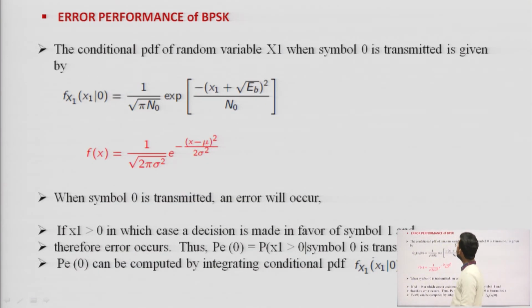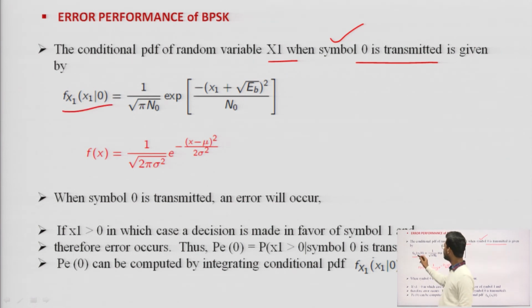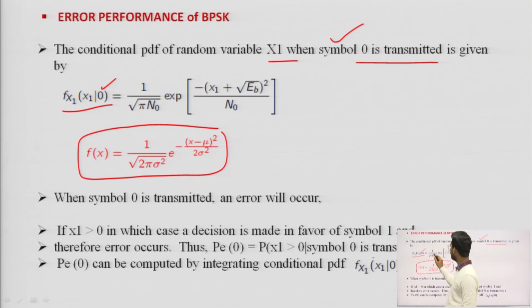Now the conditional PDF of the random variable x1, when symbol 0 is transmitted, is given by f of x1 given 0 transmitted. We know the PDF: 1 by root 2 pi sigma square, where sigma square is N0 by 2. So the 2 is cancelled, giving 1 by root pi N0, times exponential of minus x1 plus root Eb, whole square, divided by N0.